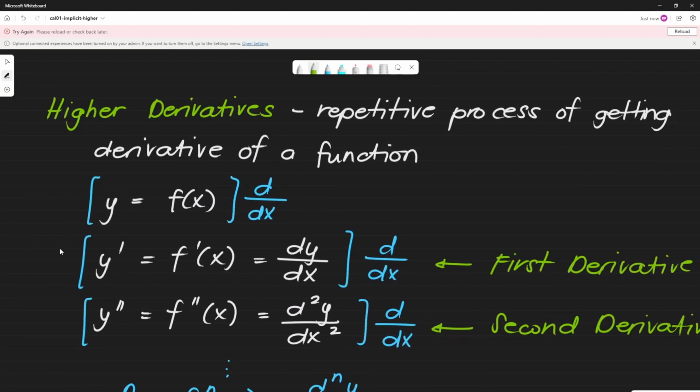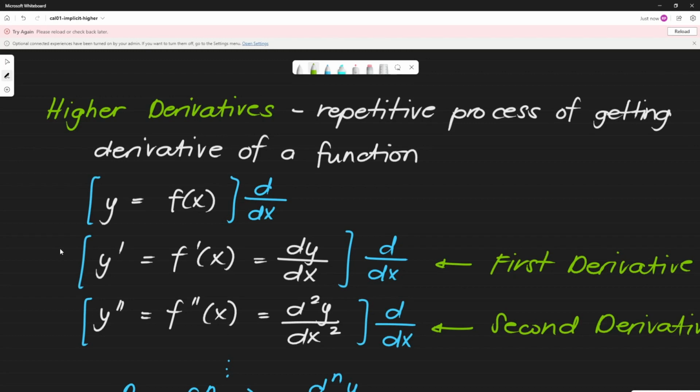So, when we say higher derivatives, diba, yung mga usual na ginagawa natin, actually, that is what we call the first derivative. Now, yung mga nauna natin di-discuss. When we get the derivative of a function for one time, isang beses pala natin kinuha, that is what we call the first derivative. Higher derivatives pertains to the repetitive process of getting the derivative of a function.